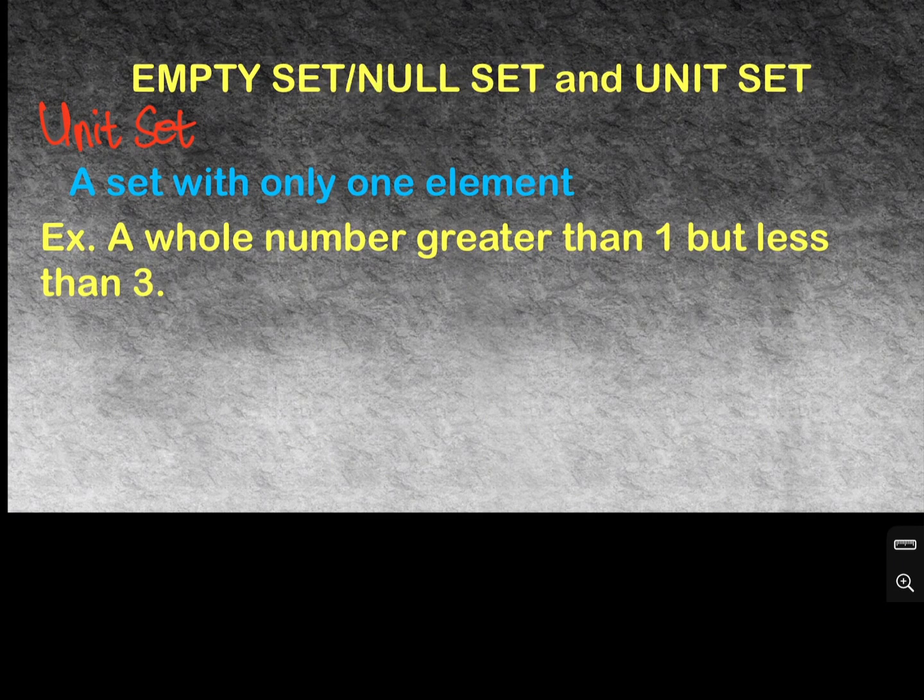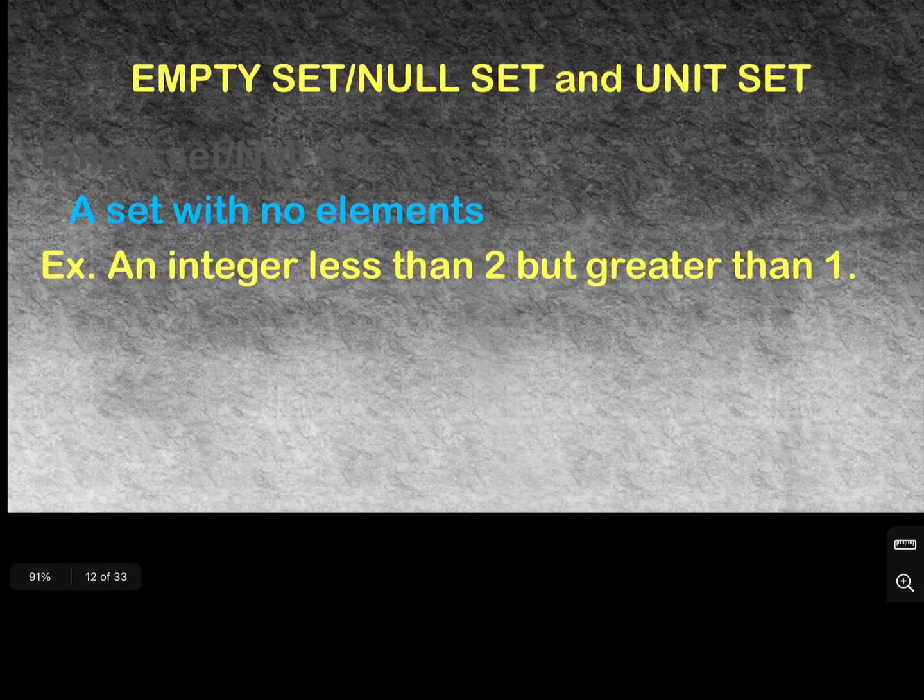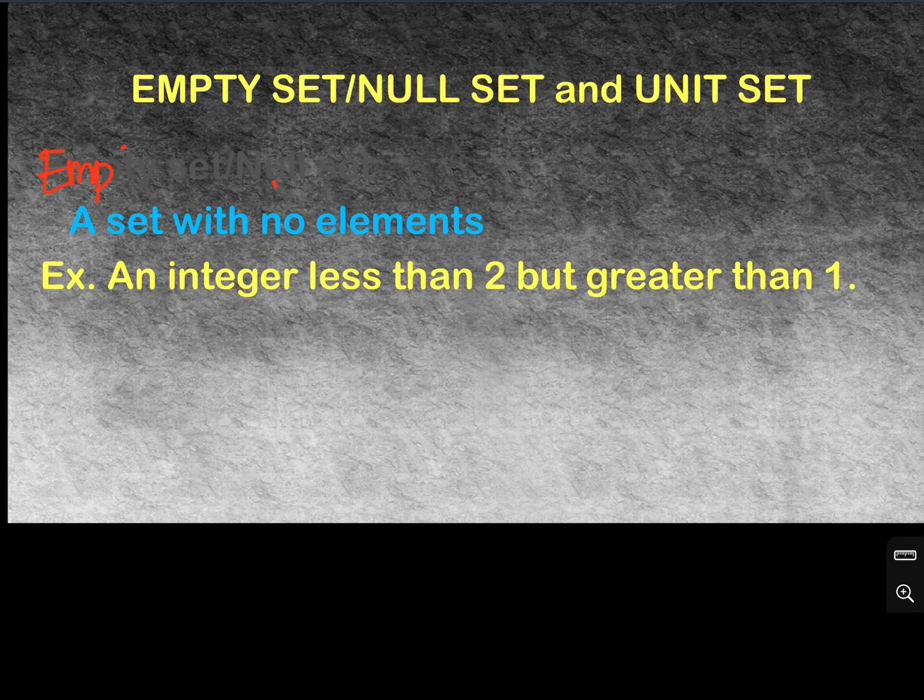Now let's move on to unit set. A set with only one element, that's a unit set. Example, a whole number greater than 1 but less than 3. When we say greater than 1, the answer would be 2. And less than 3, the answer is also 2. So by this, we only have a set of 2.